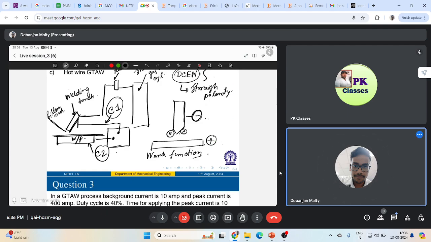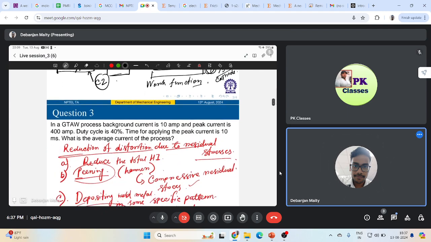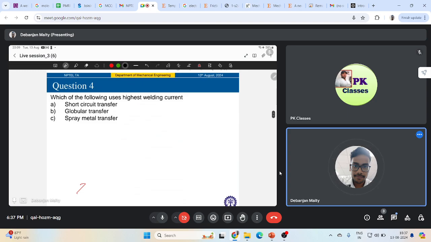So whatever is connected to the positive end, or anode side, two-thirds of the heat will be generated at the anode side, and the rest, which is one-third, will be generated at the cathode side. Right? So this is for direct current electrode negative. Now what happens with direct current electrode positive? This is also called reverse polarity. Let me take this.